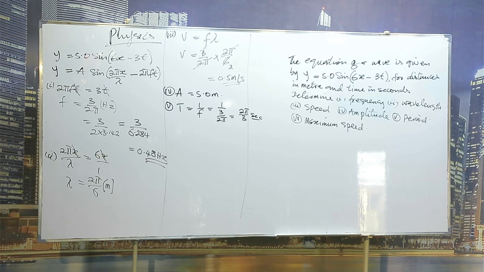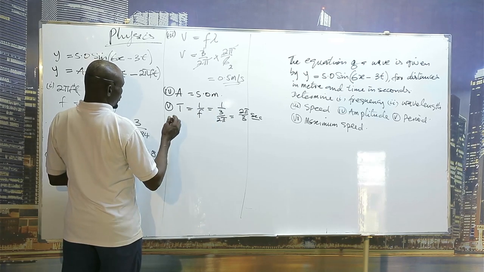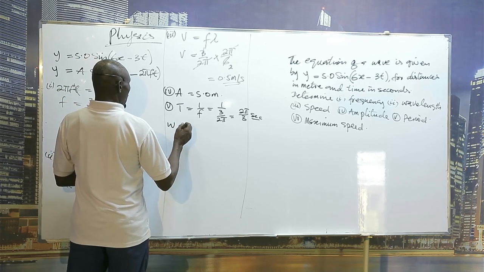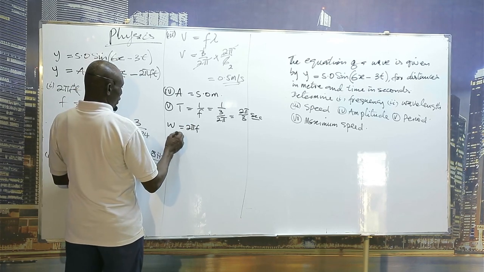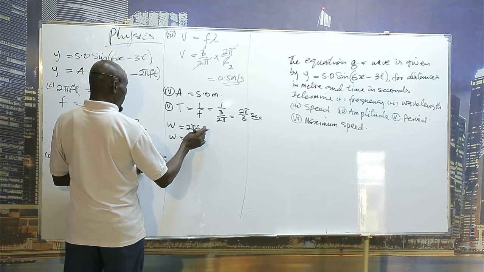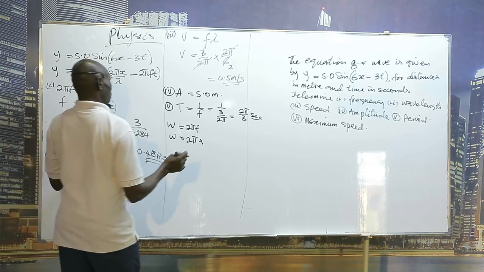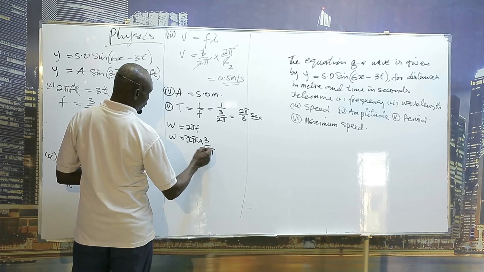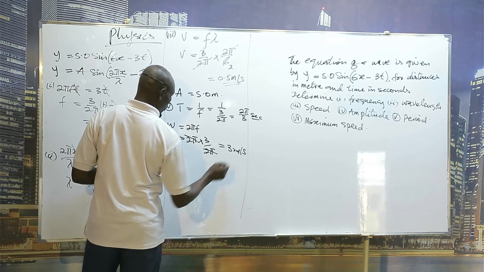So normally, you're expected to work based on this. Then, VI is what? Maximum speed. So for the maximum speed, we need to obtain W. And we know that W is 2 pi F. And this W now will be 2 pi multiplied by F. What is F? 3 over 2 pi. So for you to solve this now, 2 pi will cancel 2 pi. So what's the value of W? So this is 3 radian per second.